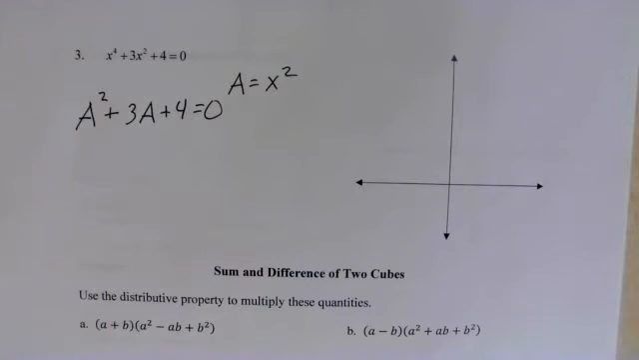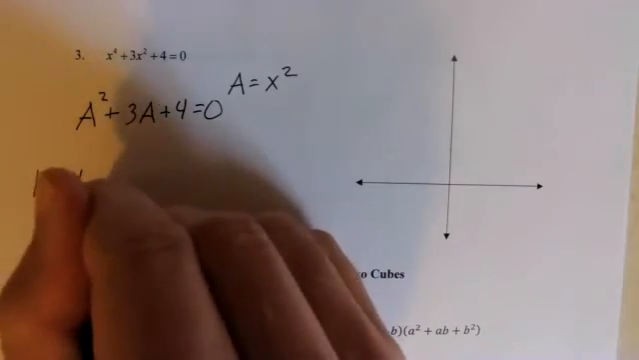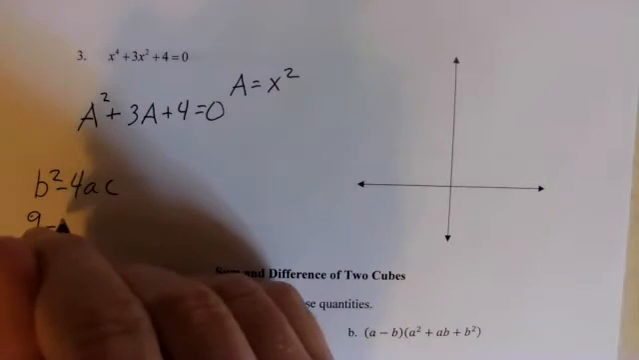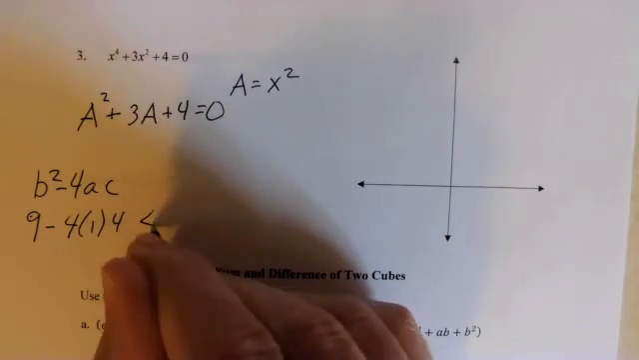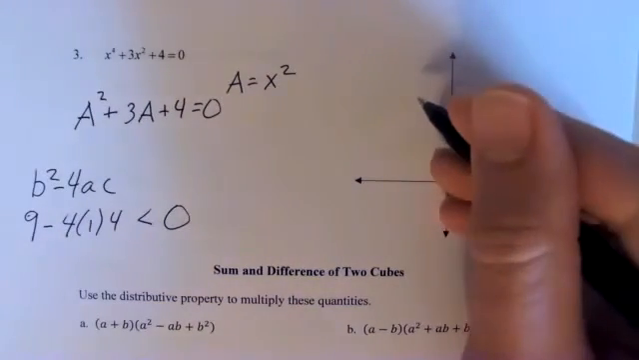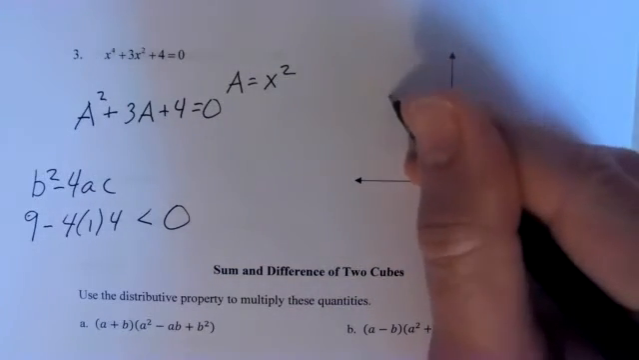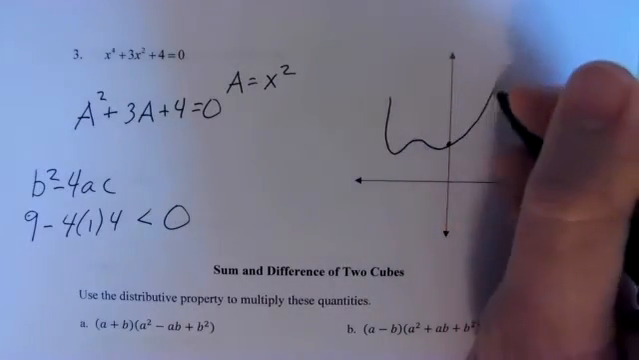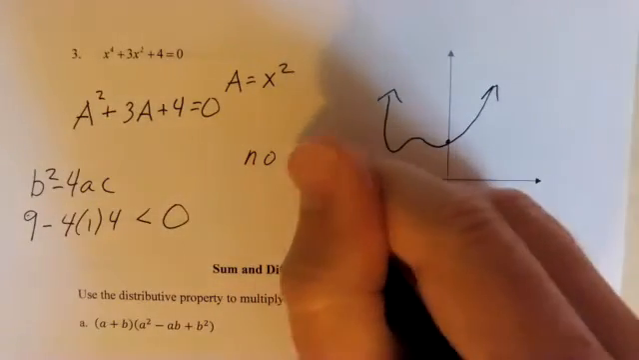We can always check the discriminant of that quadratic formula, that whole b squared minus 4ac business. So that would be 9 minus 4 times 1 times 4, and that is less than 0, 9 minus 16. And if it is less than 0, there are no solutions. This is what is called positive definite, which is a fancy way of saying it's definitely positive, and probably looks something along the lines of that. So there is no solution over here.